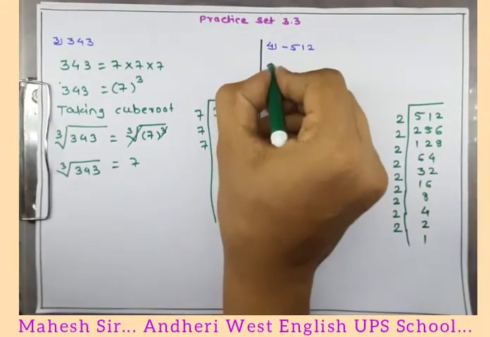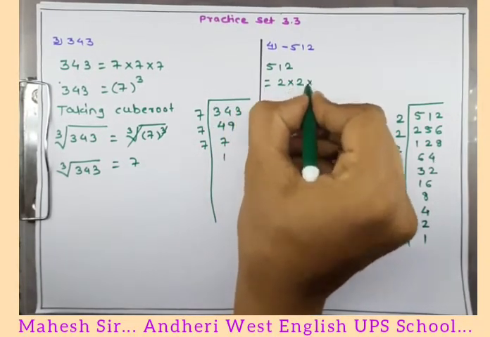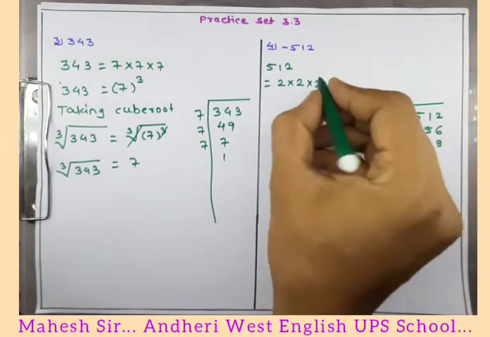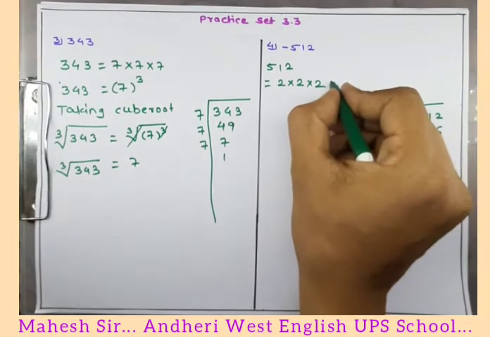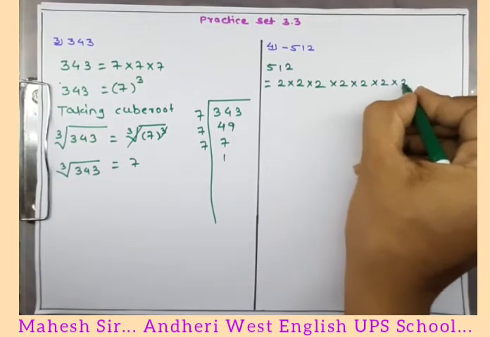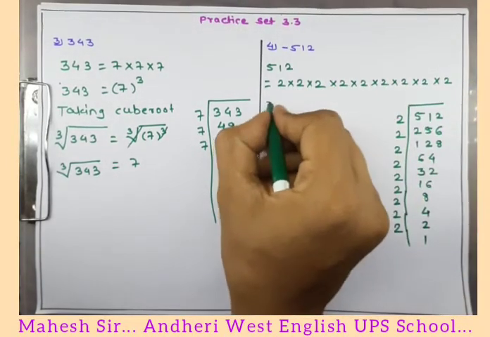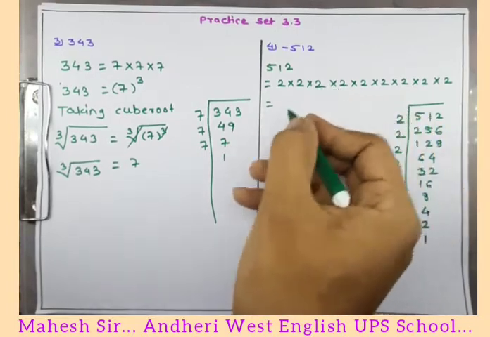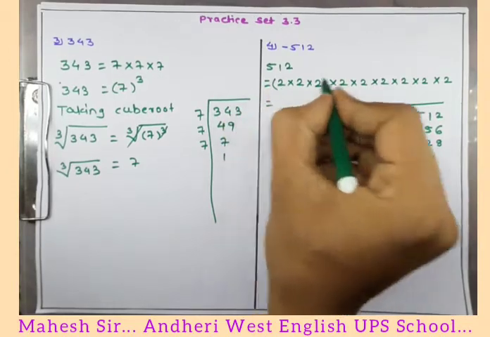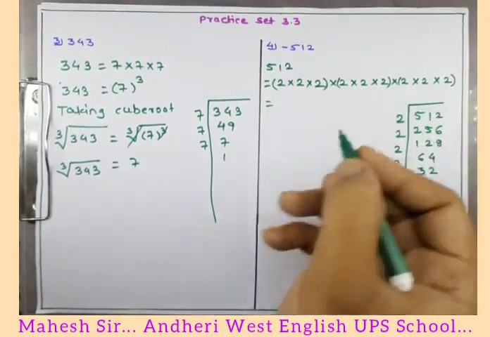So I will write that 512 is equal to 2 into 2 into 2, and so on, 9 times. So 2 multiplied by 2 nine times. Here we have to make 3 groups. Now 9 twos are there, so this is one group, second group and third group.